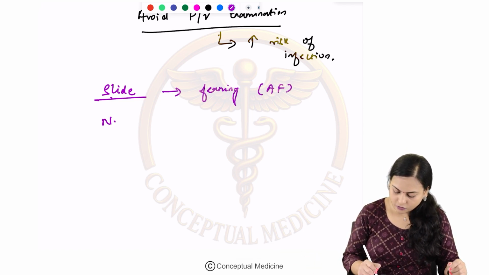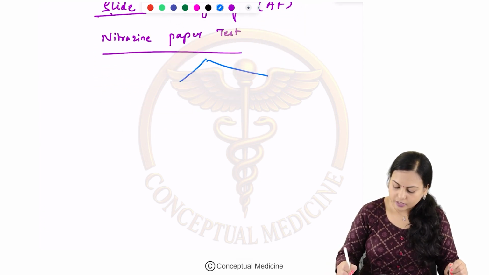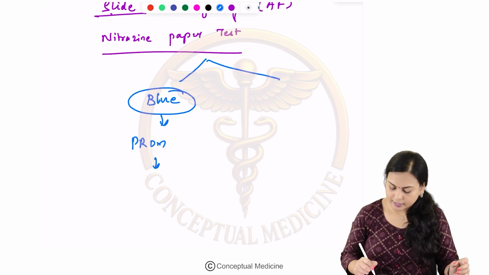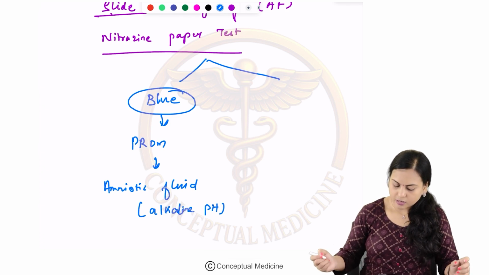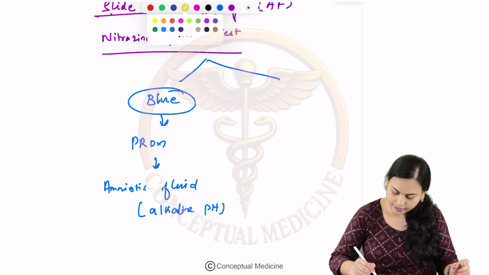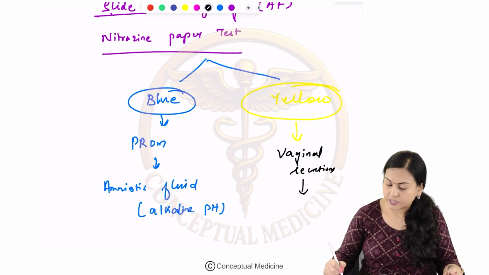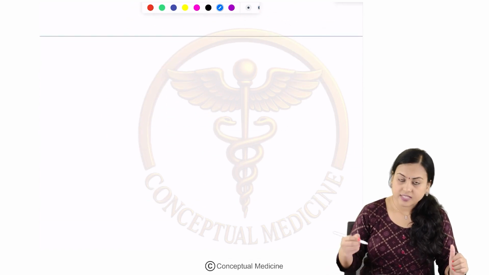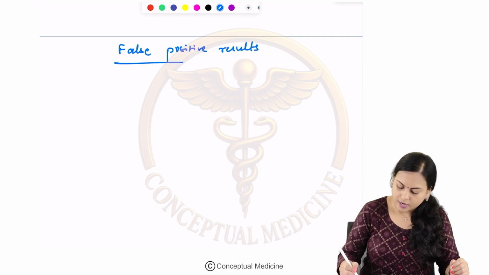You can also go for the nitrazine paper test. When you do it, if it turns blue, then it indicates PROM, because amniotic fluid has an alkaline pH. If it turns yellow, then it is vaginal secretions, because vaginal secretions are normally acidic, and the acidity is further increased during pregnancy. Clear?